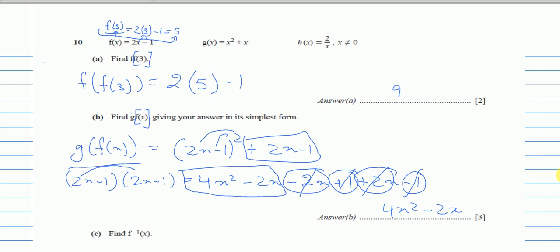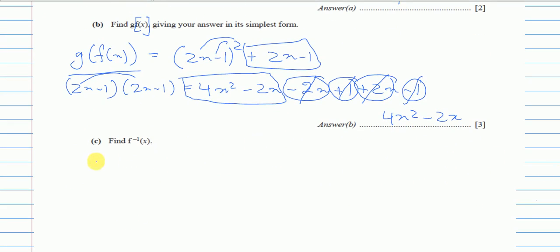Inverse means we have to inverse the variable. So this x I will replace with y, and this y I will replace with x. Originally it was y equals 2x minus 1. Now I will say x equals 2y minus 1. Why did I replace it? Because we have to find the inverse, so I inverse the variables.